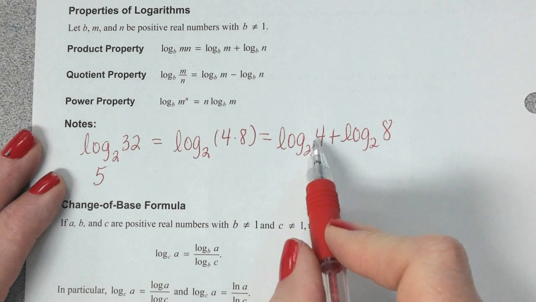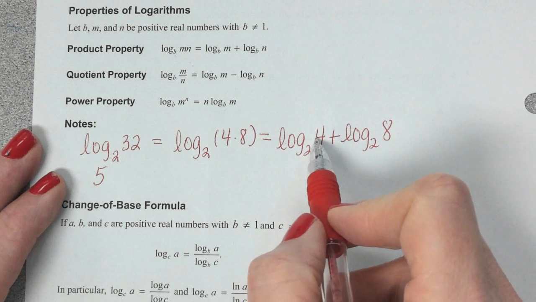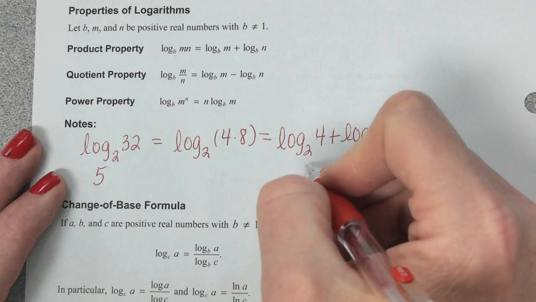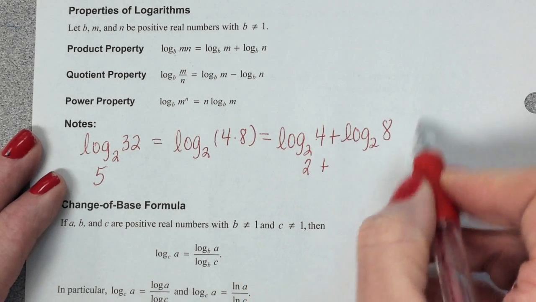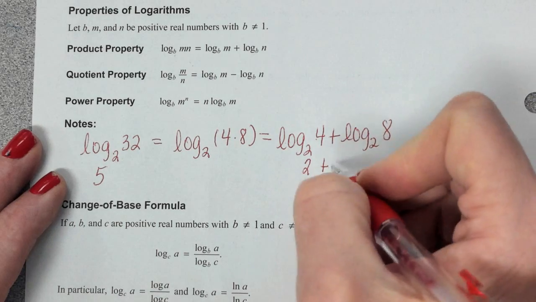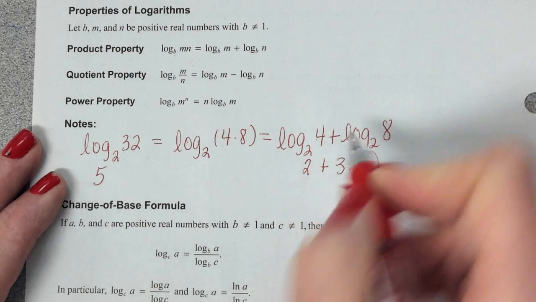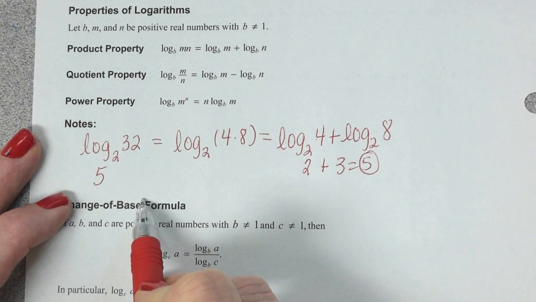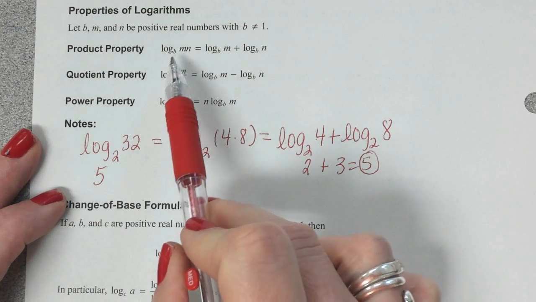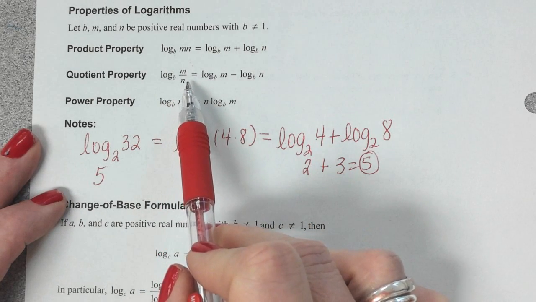What is log base 2 of 4? 2 to what power gives us 4? 2. So this answer is 2. 2 to what power gives us 8? So do you see how that works? That gives us the correct answer for this. So that's why it might come in handy to break things down like this.